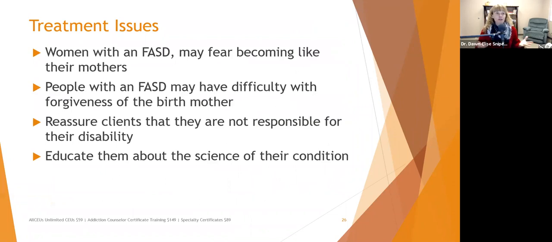Some specific treatment issues. Women with an FASD may fear becoming like their mothers. They may fear getting pregnant and drinking while they're pregnant and having a child with an FASD. People with an FASD may have difficulty with forgiveness of their birth mother. We want to reassure clients that they're not responsible for their disability and educate them about the science of their condition, because they may not understand everything that's going into it.